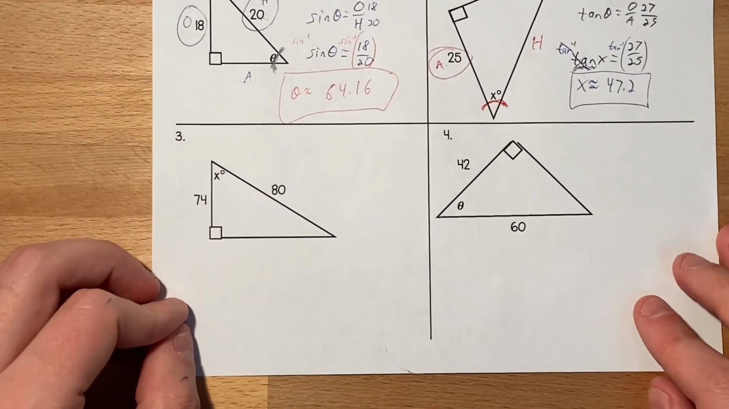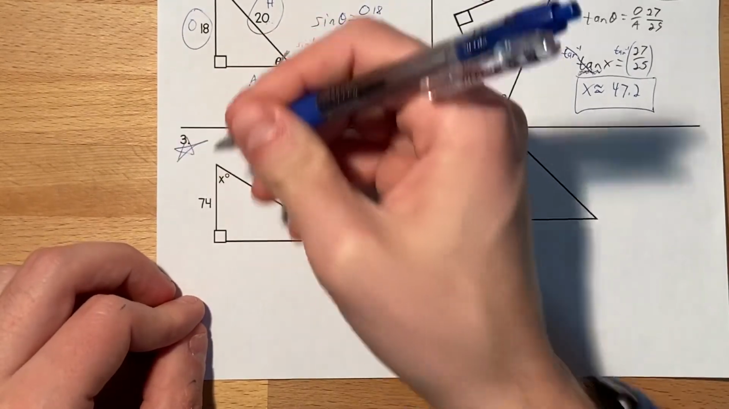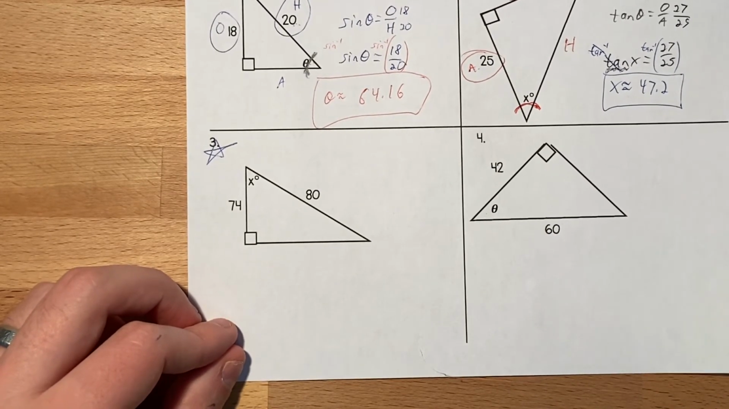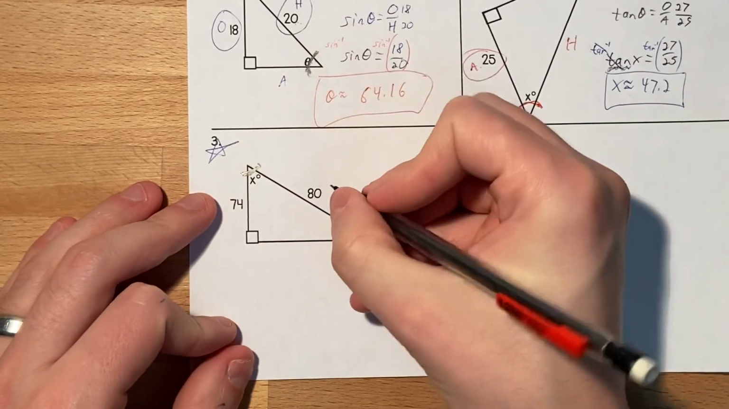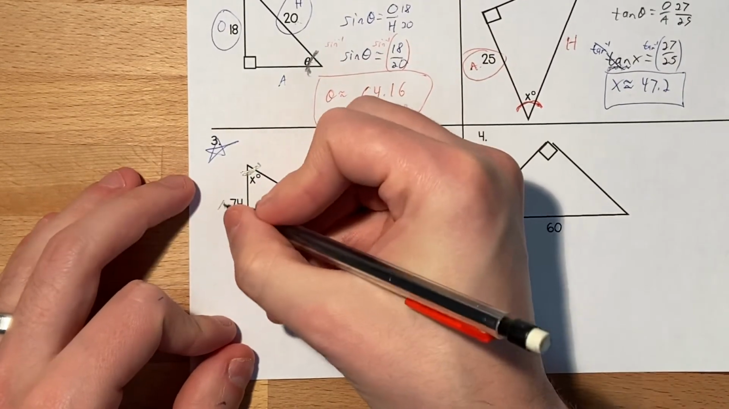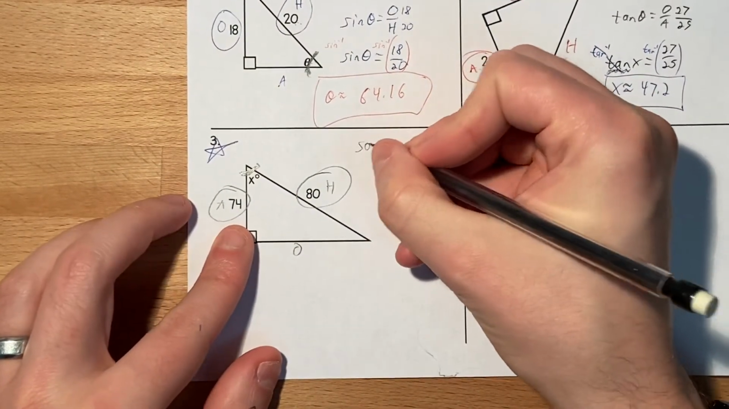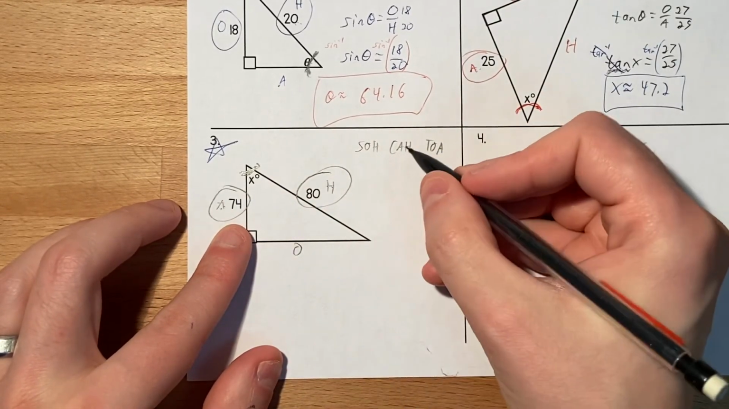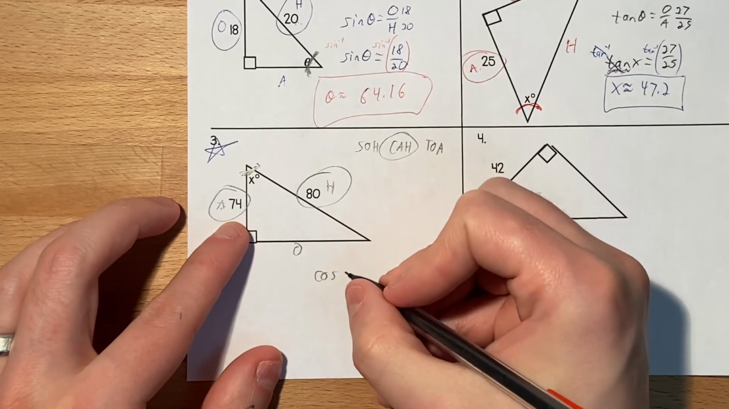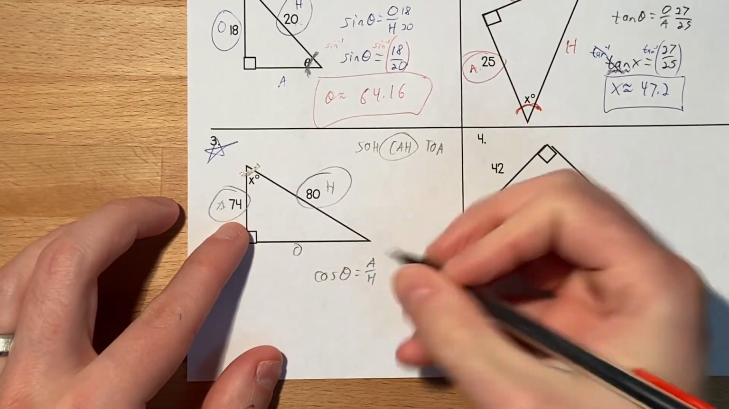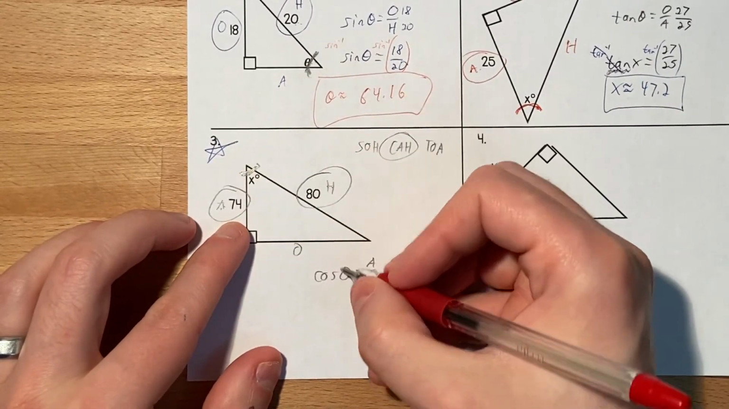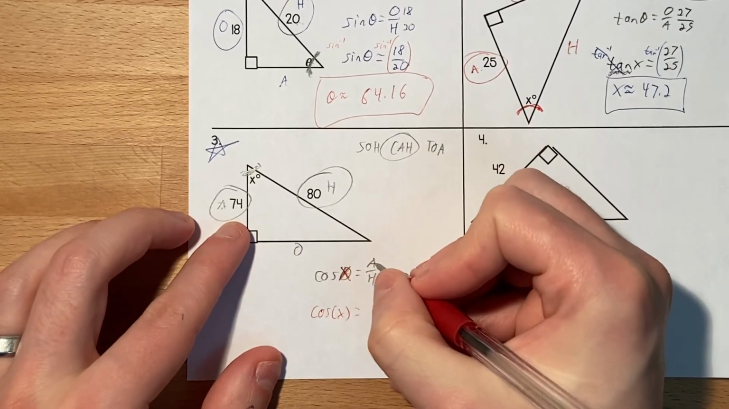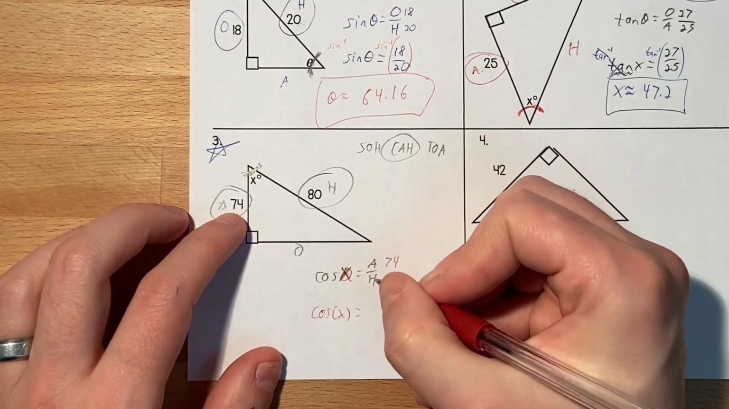I recommend trying one of these problems. Try this one. I don't want the video to be too much longer, so I'm just going to do that one. Pause it, try it. This is the angle. This is the hypotenuse. This is the opposite. This is the adjacent. SOHCAHTOA. Adjacent, hypotenuse. Theta, the angle, is just an x. Adjacent was 74 and the hypotenuse was 80.